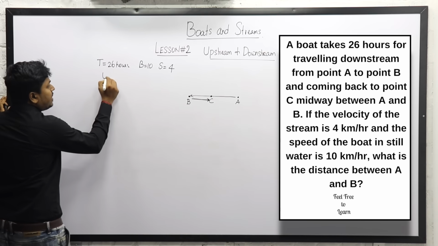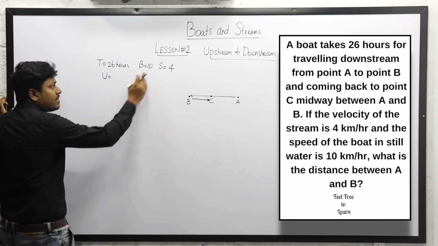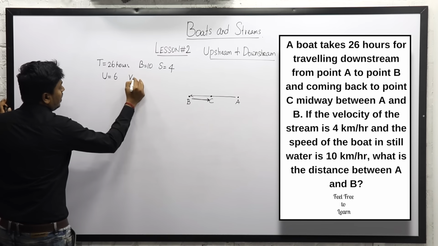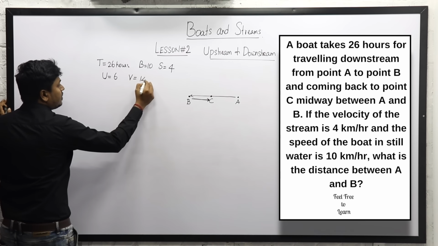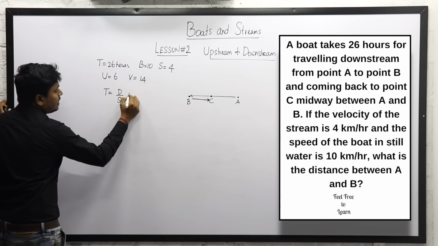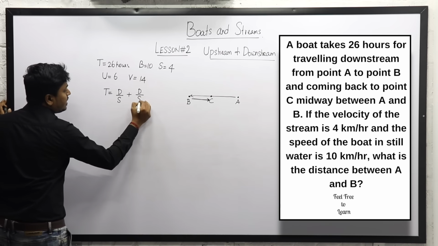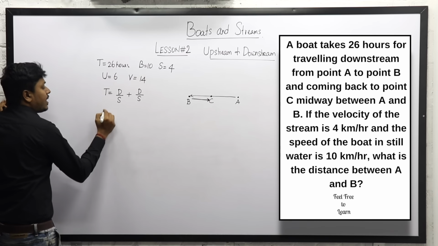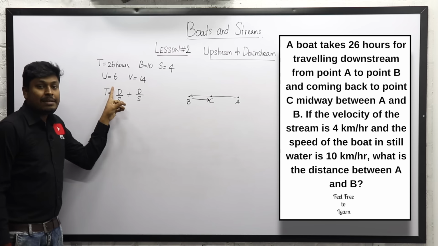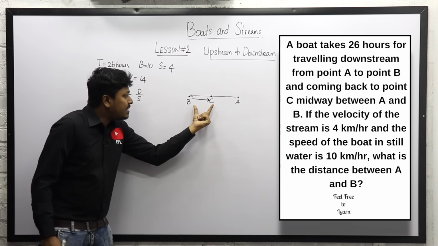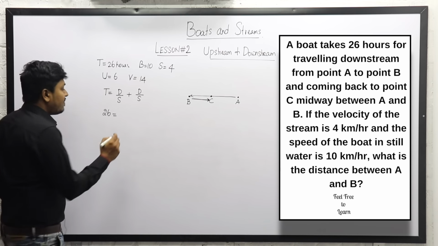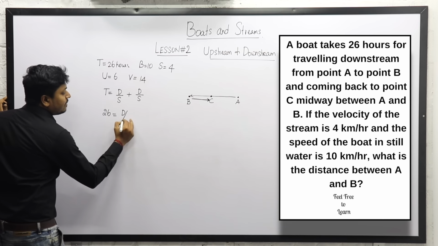What is upstream speed? So upstream will be boat speed minus stream, that is 10 minus 4 will be 6. Downstream will be 14 kilometers per hour. So time taken will be distance divided by speed plus distance divided by speed. So time taken is directly given, that is 26 hours. Just listen here. Upstream distance. We know the boat traveled only half the distance of A to B. So what we can do is D divided by 2.